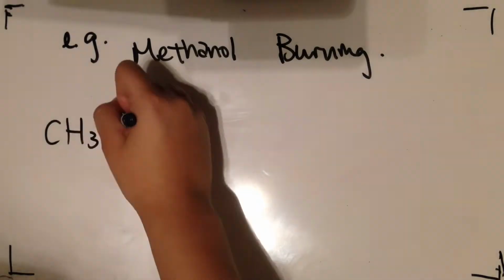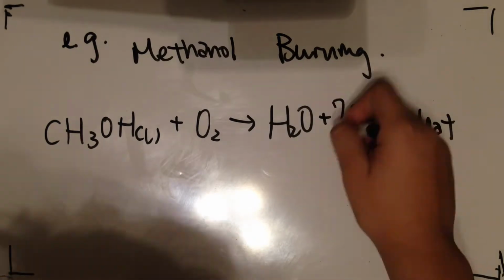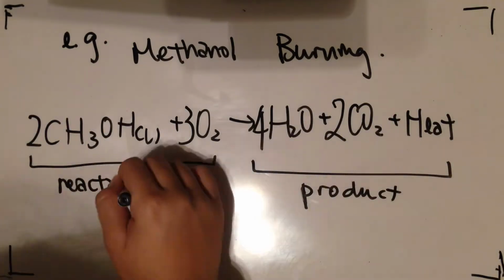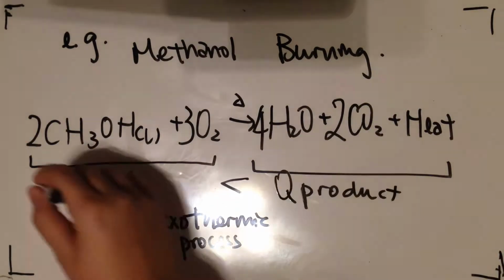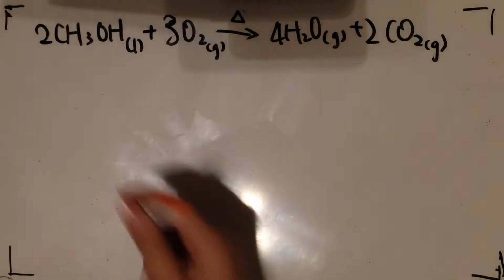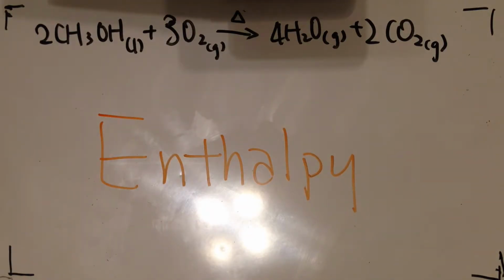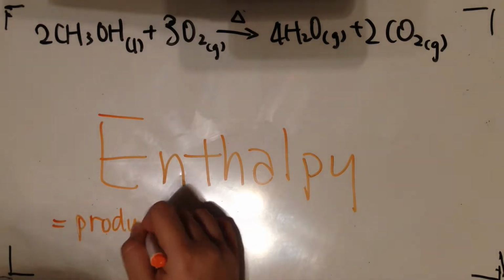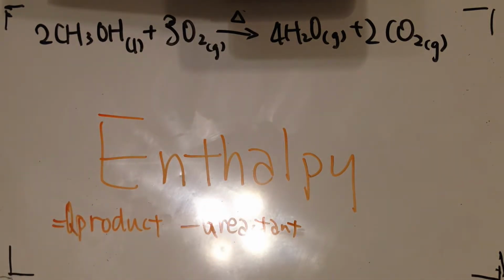For example, say we are heating up water by burning methanol. This is an exothermic reaction because Q reactant is smaller than Q products. But how much heat is getting generated? Well, we come across the term enthalpy. Enthalpy, also known as delta H, is the measurement of energy and the calculation of thermal energy required or released in a chemical reaction. It can be calculated by Q product minus Q reactant.